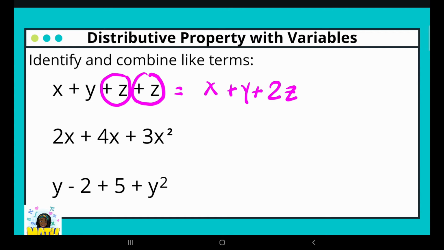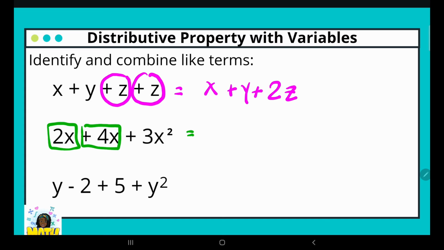Now let's take a look at the second example. Same idea: I'm looking for same variable, same exponent. Here I have 2x, and whenever there's no sign in front of a number, we know it's positive. Then I have positive 4x, and then a positive 3x to the second power. This exponent of 2 makes it an unlike term, because the exponent here is 1 and the exponent here is 1.